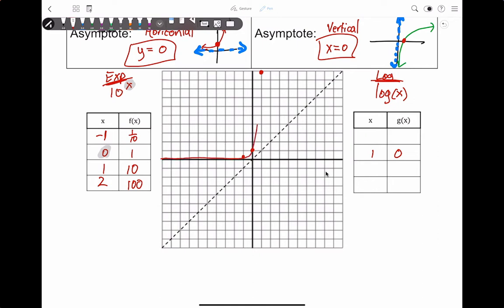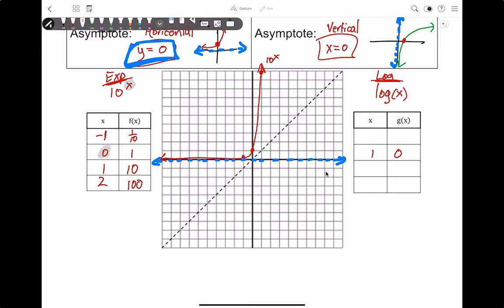Just a quick sketch. That's 10 to the power of x. And yes, it does have a vertical asymptote right here. Sorry, a horizontal, that is, at y equals 0. So the horizontal asymptote that we said way up here is y is equal to 0.